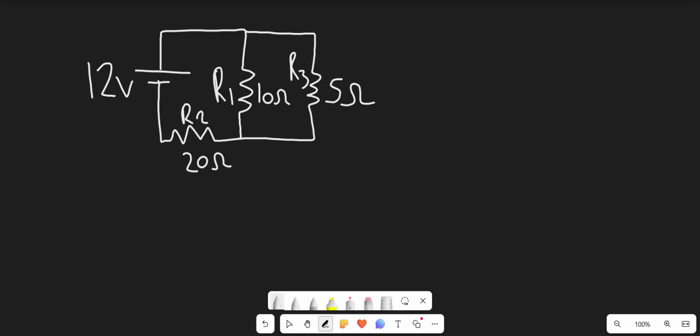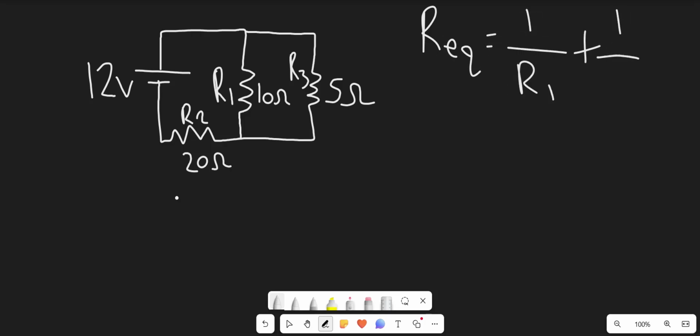Okay, so problem number one here, we have a circuit with a 12-volt battery that is supplying voltage to three different resistors here, as denoted by R1, R2, and R3, and they each have their own individual resistor value. And right off the bat, we can see that R1 and R3 are in parallel with one another, so we can simplify that by using this formula here. So the equivalent resistance between R1 and R3 will be 1 over R1 plus 1 over R3, and then raising all that to the -1 power.